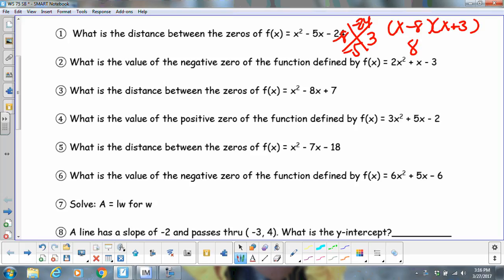Making our zeros 8 and negative 3. So remember, we can always subtract these, which is going to give you a distance of 11. If that distance is negative, you just drop the negative because distance can never be negative.